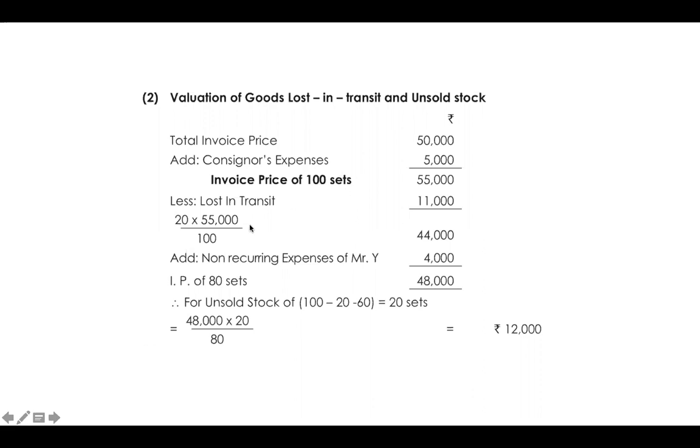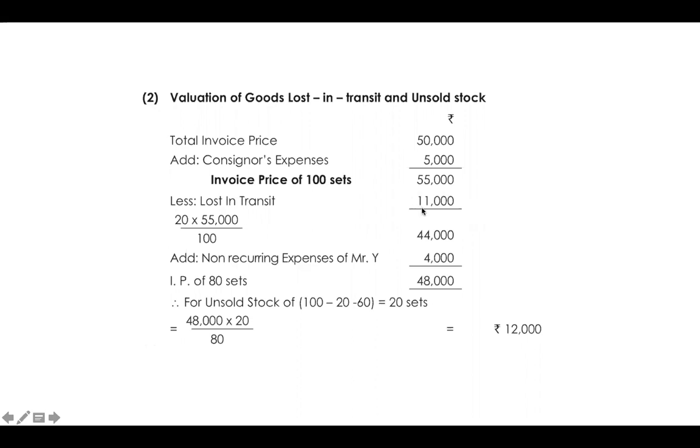Less goods damaged in the transit. What's the value of the goods damaged? 20 sets were damaged. What's the worth of each set? 55,000 is the worth of 100 sets. 55,000 by 100 gives you per unit value of set. So 55,000 by 100 into 20 sets gives you the value of the 20 sets lost. That is 11,000 is the value of the radio sets damaged or lost.